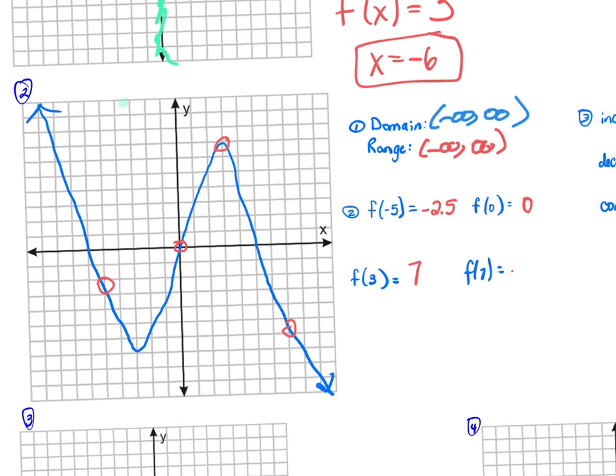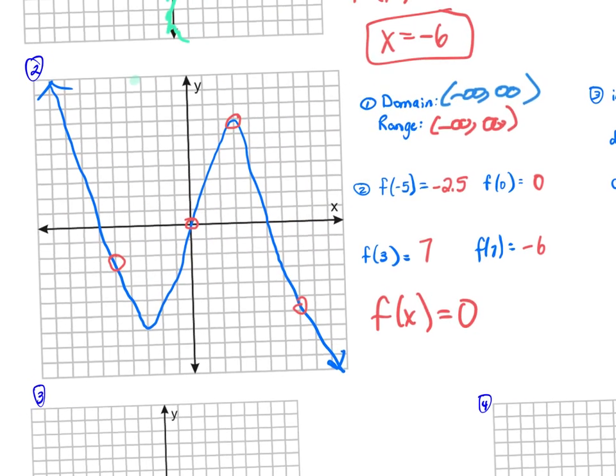About -6-ish? Okay. Again, tomorrow it'll be very specific. If I asked you f of x equals 0, what would x equal? 0. Or, where else is 0? X could be 5, or x could also be -6. And all three of those x values, your answer is 0 for y. So it can work out there.